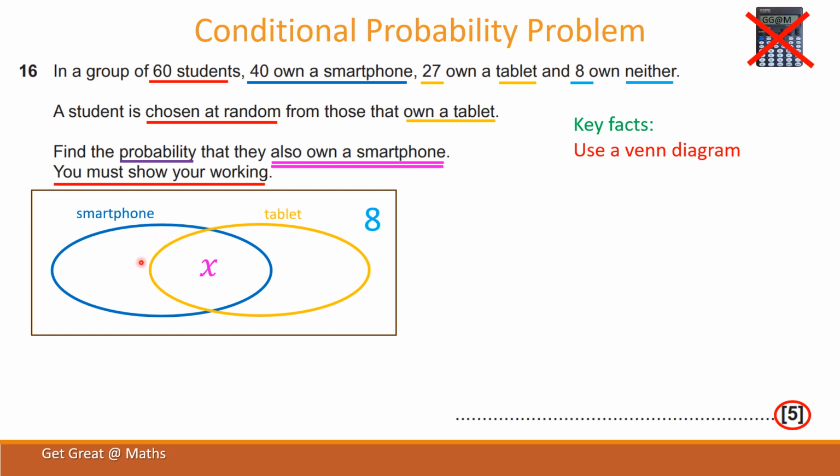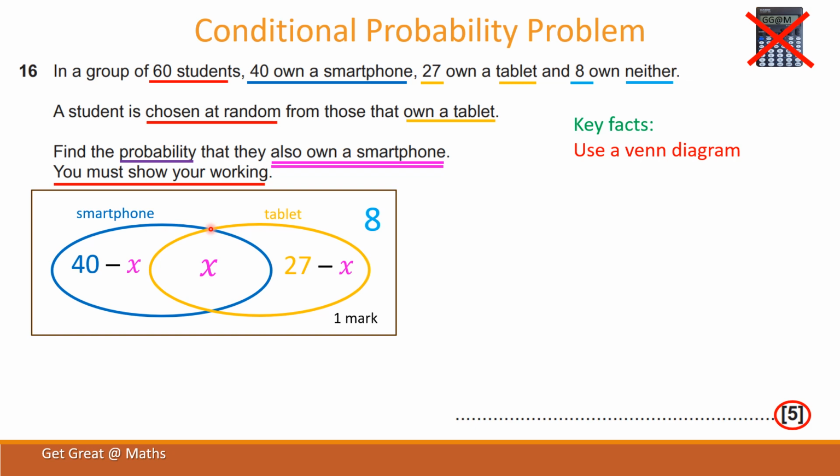So if this section in the middle is x, and we know the total number of people that have got a tablet is 27, then the remaining section on the right is going to be 27 minus this x in the middle. And similarly on the left hand side of the smartphone, there were 40 people that owned a smartphone, it tells us at the top. So I've got x in the middle, so if I do 40 minus x, that will give me the section here on the left hand side. And on the right hand side, I've got 27 minus x. Now if you do all that, that will give you 1 mark.